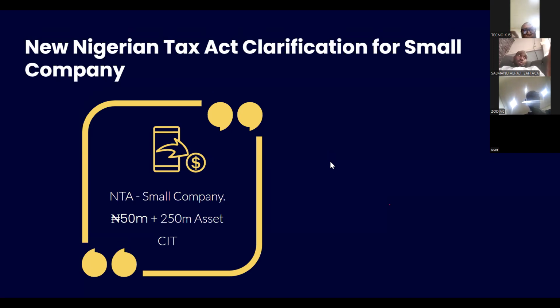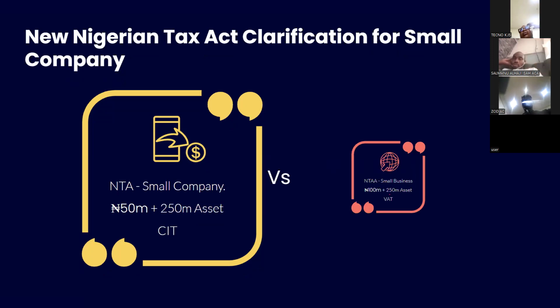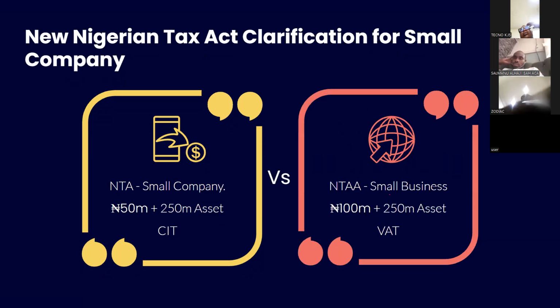After we had murmured and complained, saying that before they signed this act, people said 100 million and so on, everybody argued and settled down. Then boom, government released the Nigerian Tax Administration Act, NTAA. The Nigerian Tax Administration Act said, if you are a small business, it now focused on small business, not small company.